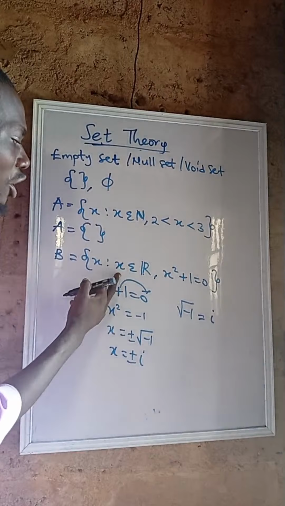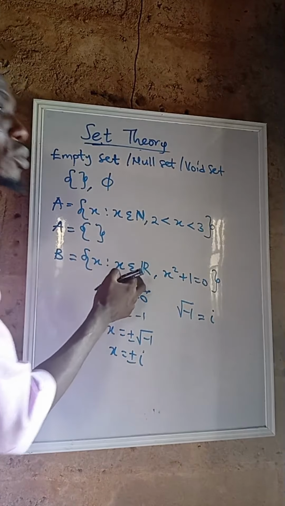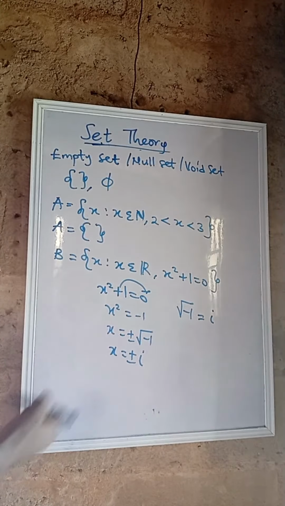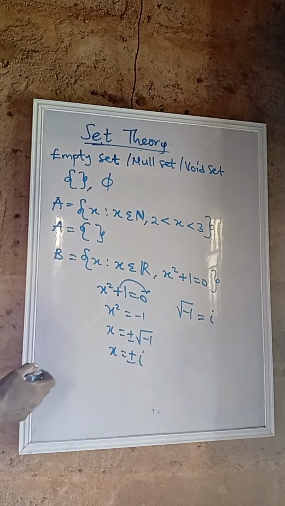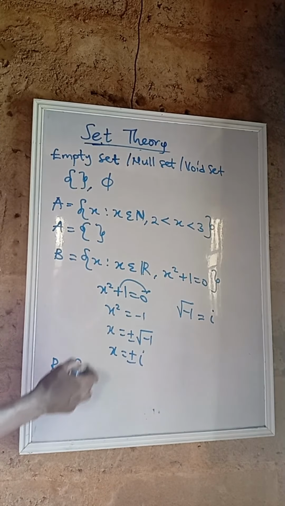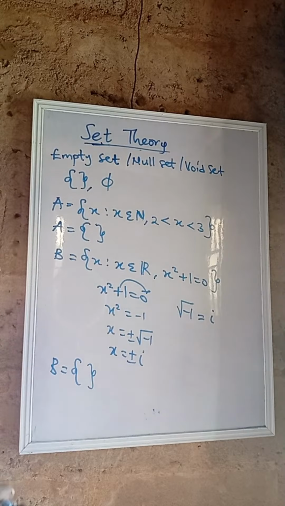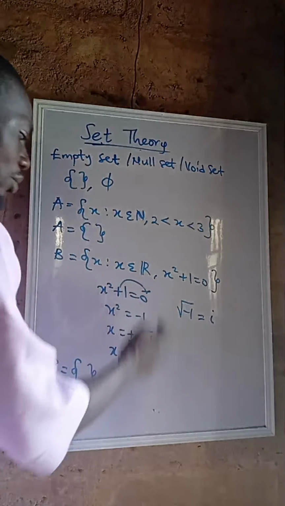But remember, the condition is x is an element of real numbers. So I told you that this is not real. Therefore, B is empty. We don't have any real value.